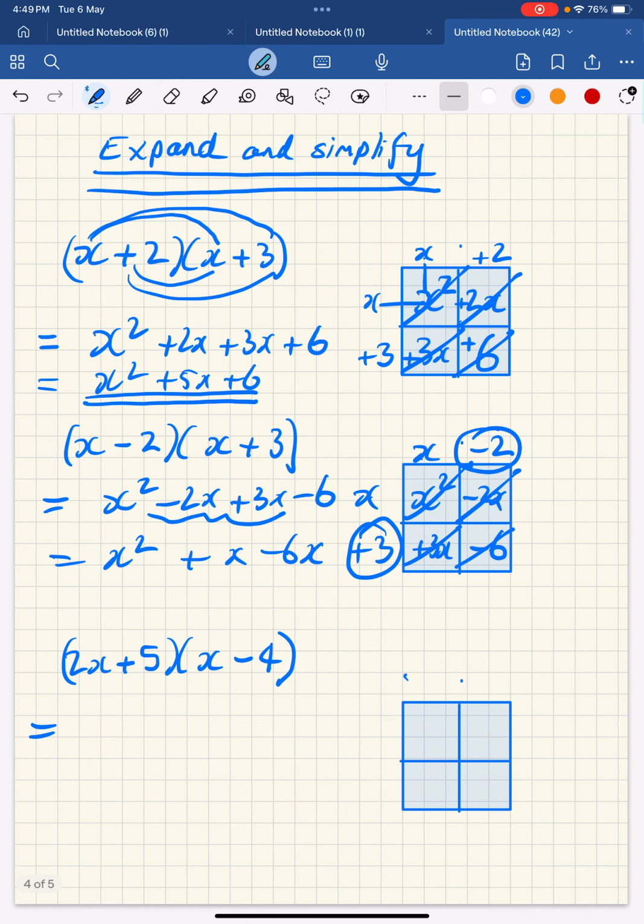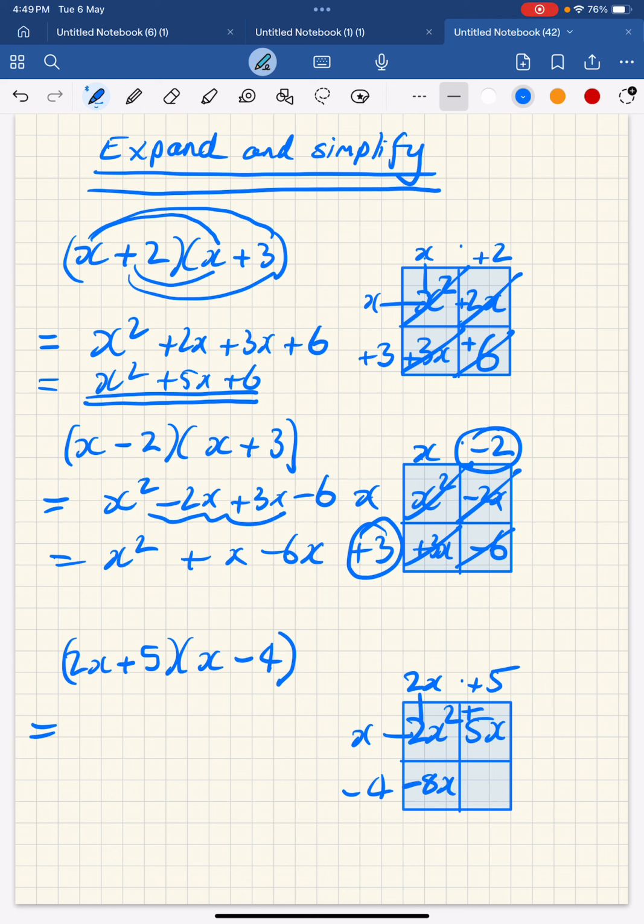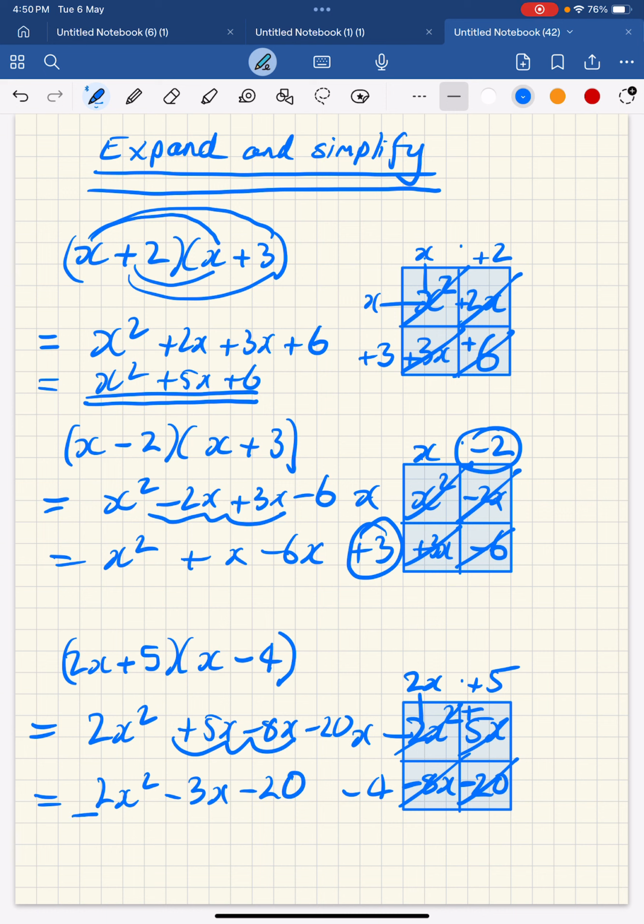Finally, a little bit harder: 2x and positive 5, x and negative 4. In here, 2x squared, 5x is positive, 8x, but it's a negative, and 5 fours are 20, but it's a negative. Transfer across: 2x squared, plus 5x, minus 8x, minus 20, and simplify: 2x squared minus 3x minus 20. So there we go, we've expanded and we've simplified.